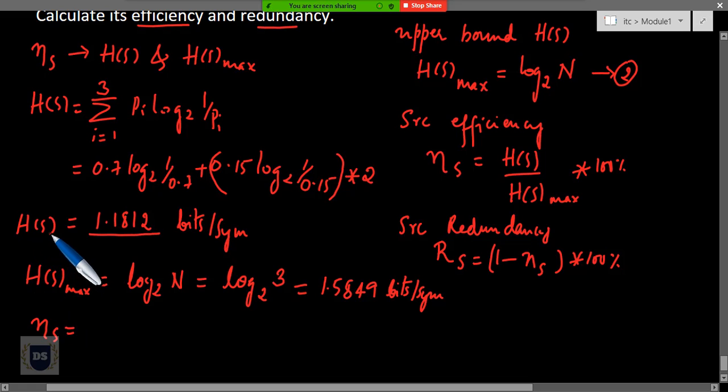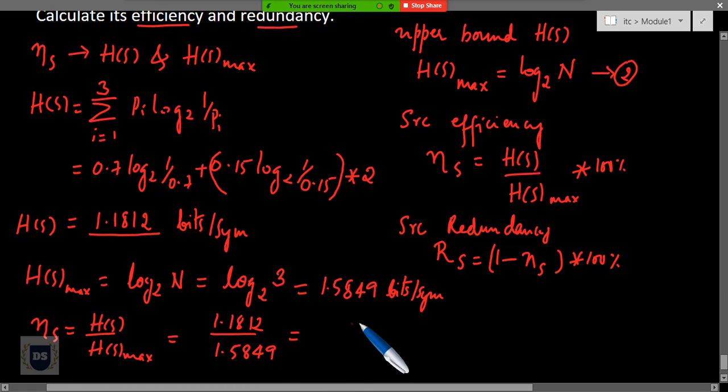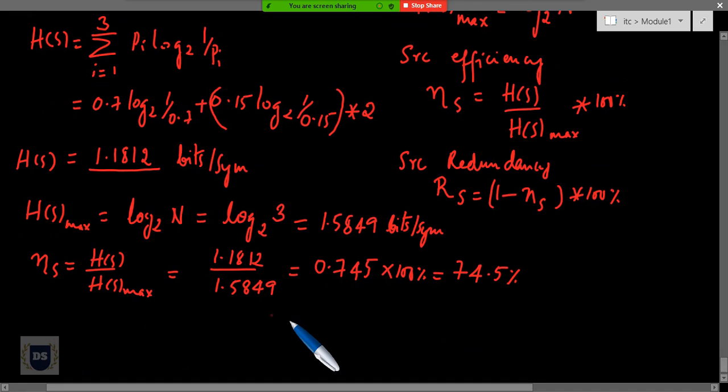So this is H of S max, and I can easily find out my source efficiency by taking the ratio of H of S to H of S max. So H of S is 1.1812 divided by 1.5849. I'll end up with the value 0.745, and because I need to put it in terms of percentage, I'll multiply it with 100%. So when I do so, I'll be getting 74.5%. So this is the value for source efficiency.